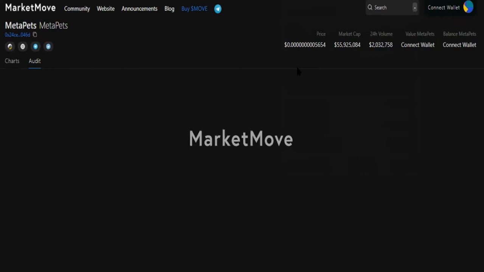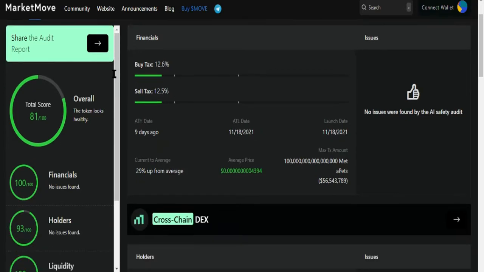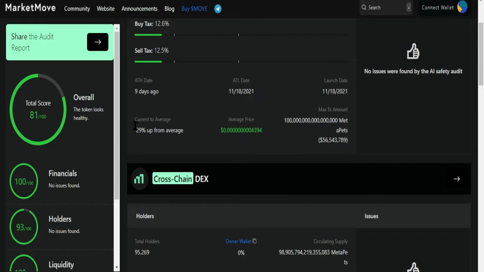MetaPets is another one that came off of the PooCoin. So we came over here to MetaPets because MetaPets is 0.00000000564. Now look at the score. Looks pretty good, right? 29% up. All-time high 9 days ago. Sale tax 12.5 and 12.6. This is a high tax.